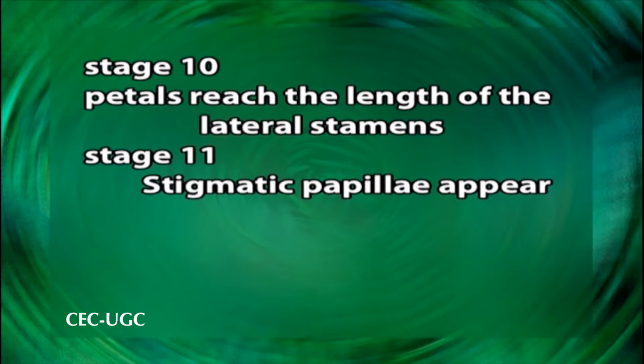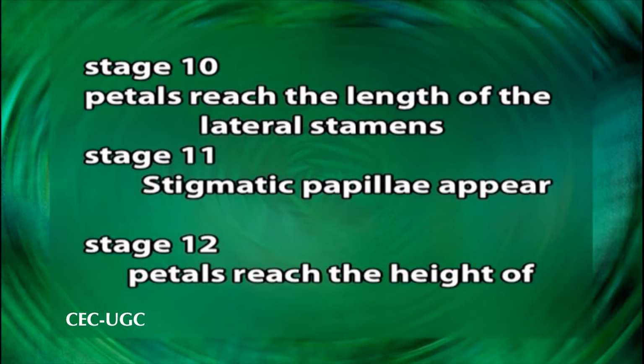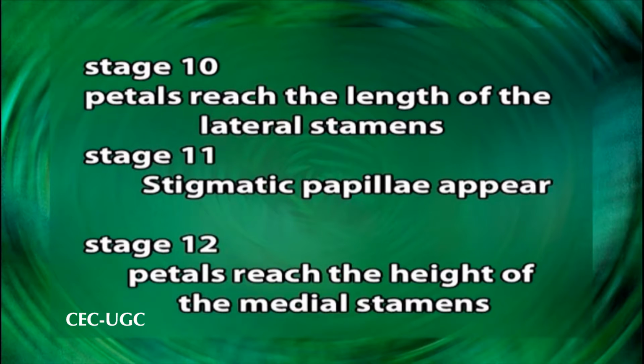When the petals reach the length of the lateral stamens, stage 10 begins. Stigmatic papillae appear soon after in stage 11, and the petals rapidly reach the height of the medial stamens in stage 12. This final stage ends when the 1 millimeter long bud is formed and starts opening.